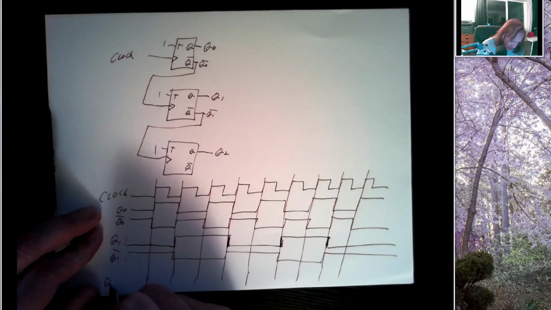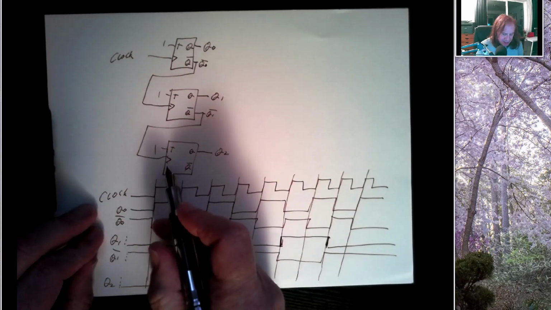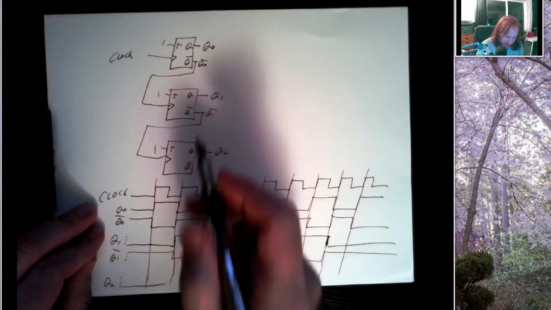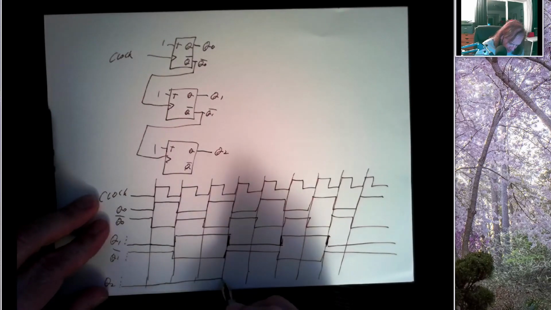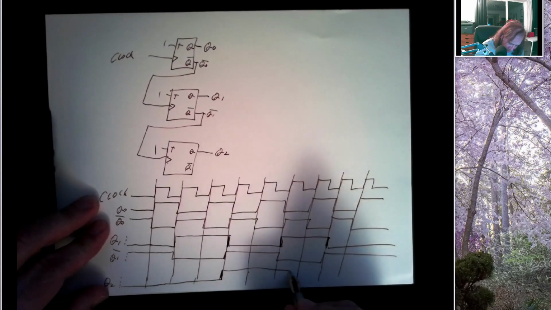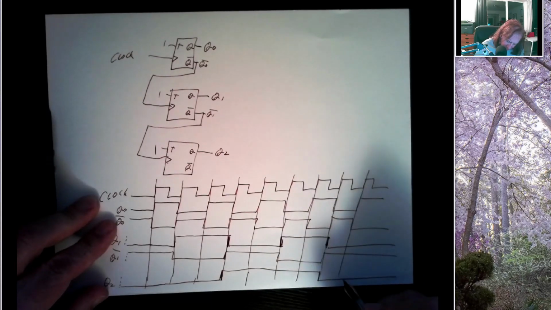And so let's draw Q2. Let's suppose Q2 starts off low. Now what's driving the clock on Q2? Q1 bar. So every time Q1 bar rises, Q2 should toggle. And the next time Q1 bar rises, Q2 should toggle.